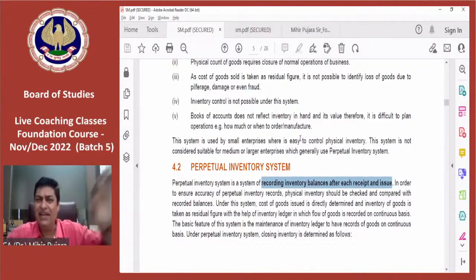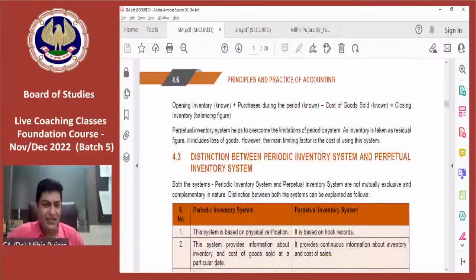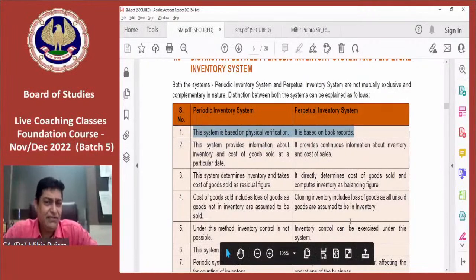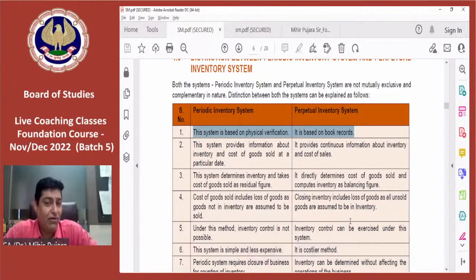Perfect records are maintained. And now guys, a small difference is there. दोनों के बीच में थोड़ा सा difference है. ये पहला point is the key of everything. This is based on physical counting and this is based on book records. This depends on book records.